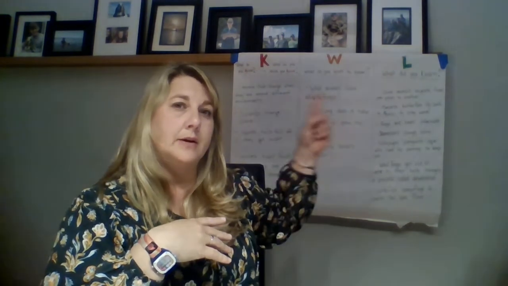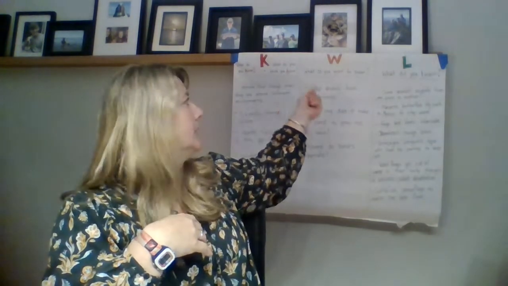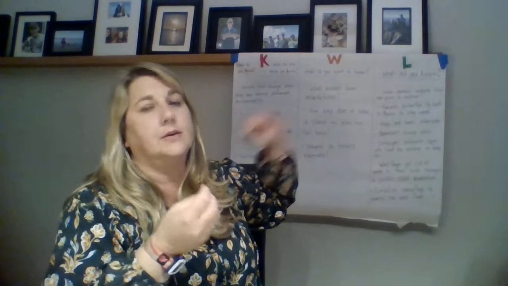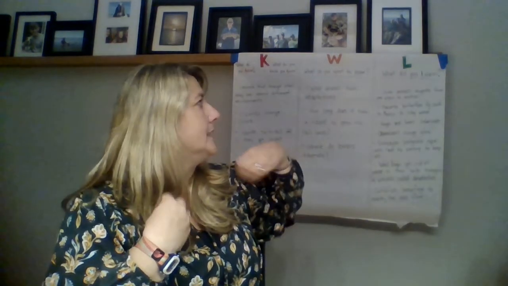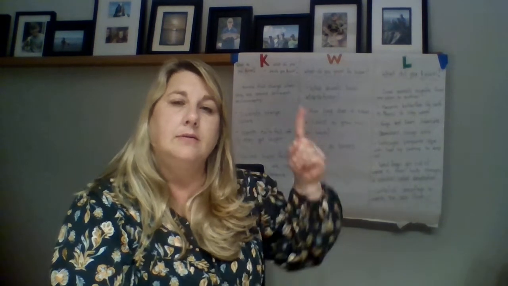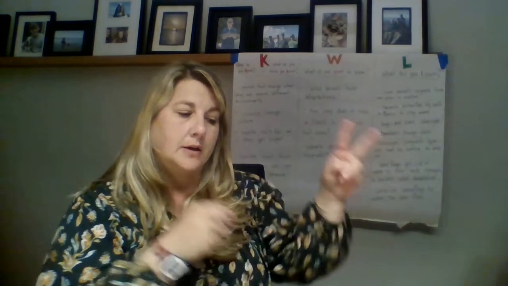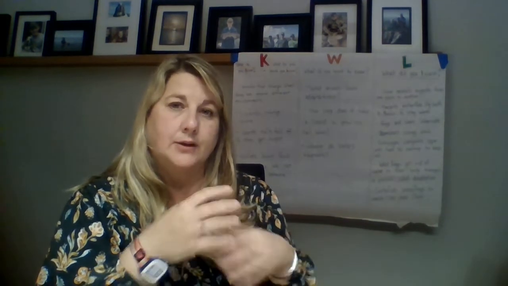So each group will have a blank chart with the K, what do you know? The W, what do you want to know? The L, what did I learn? So the kids, before reading, they're going to fill out the K and the W, and they're going to group together and brainstorm together.